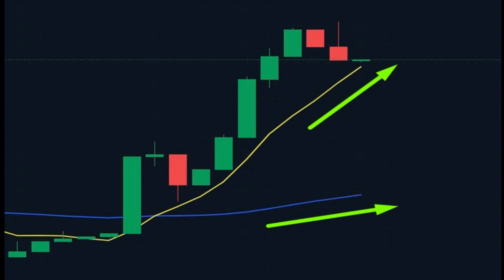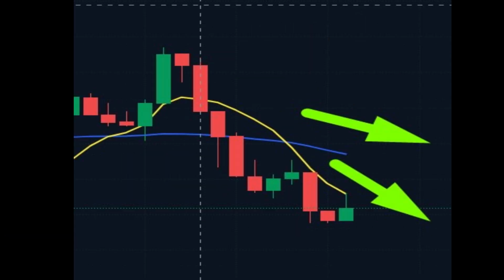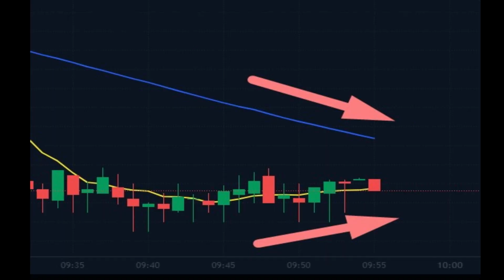Open positions only in the direction of the trend according to these rules. Call open if the candles are above the blue 50-period moving average and the moving average curve has a bullish direction. Open put if the candles are below the blue 50-period moving average. The moving average curve has a bearish direction.